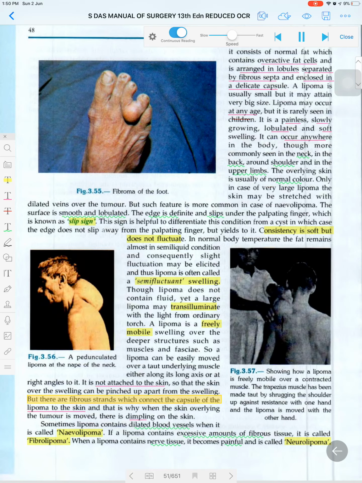But there are fibrous strands which connect the capsule of the lipoma to the skin, and that is why when the skin overlying the tumor is moved, there is dimpling on the skin. Figure 3.57 shows how a lipoma is freely mobile over a contracted muscle. The trapezius muscle has been made taut by shrugging the shoulder up against resistance with one hand, and the lipoma is moved with the other hand. Sometimes a lipoma contains dilated blood vessels. If a lipoma contains excessive amounts of fibrous tissue, it is called fibrolipoma. When a lipoma contains nerve tissue, it becomes painful and is called neurolipoma.